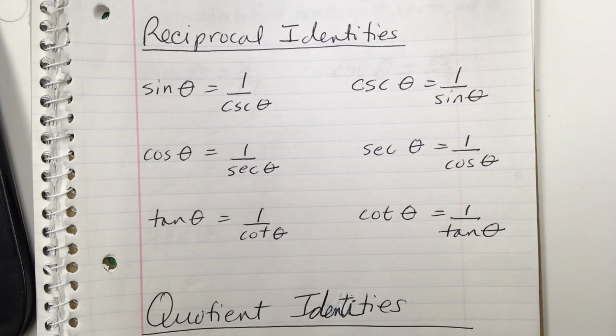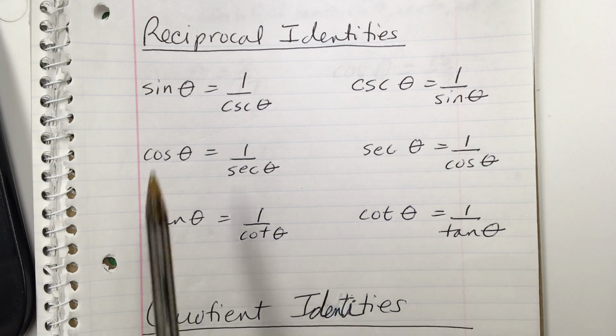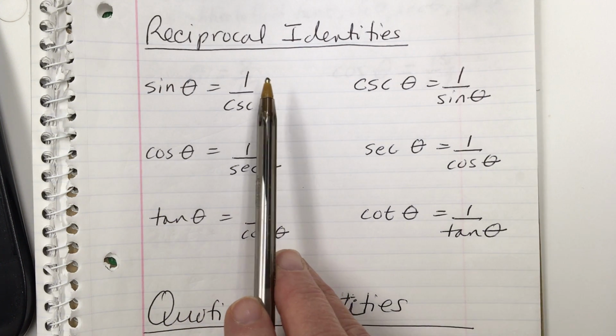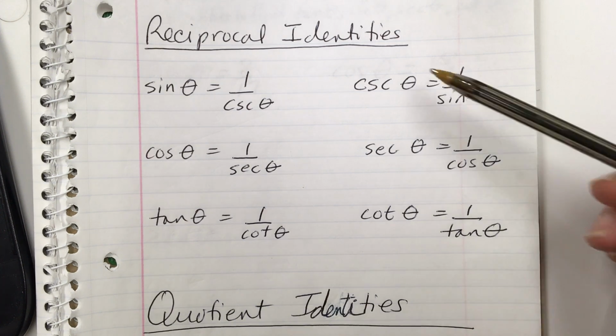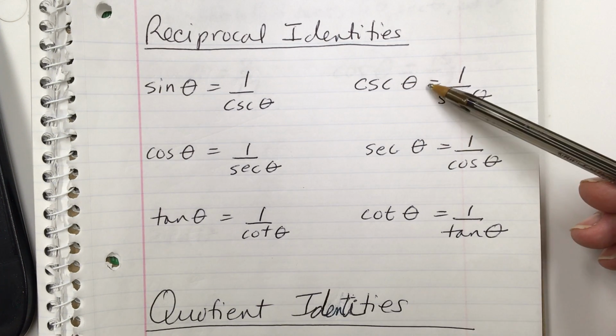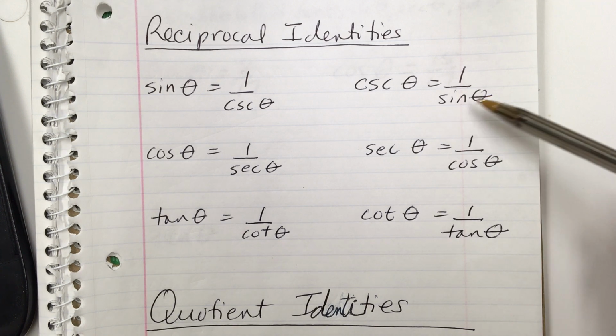Reciprocal identities. I want you to write these down. We've talked about them, but I want you to write these down and actually memorize these. We've learned that sine and cosecant are reciprocals of one another. Therefore, sine of theta is equal to 1 divided by cosecant, and cosecant of theta is equal to 1 divided by sine of theta.